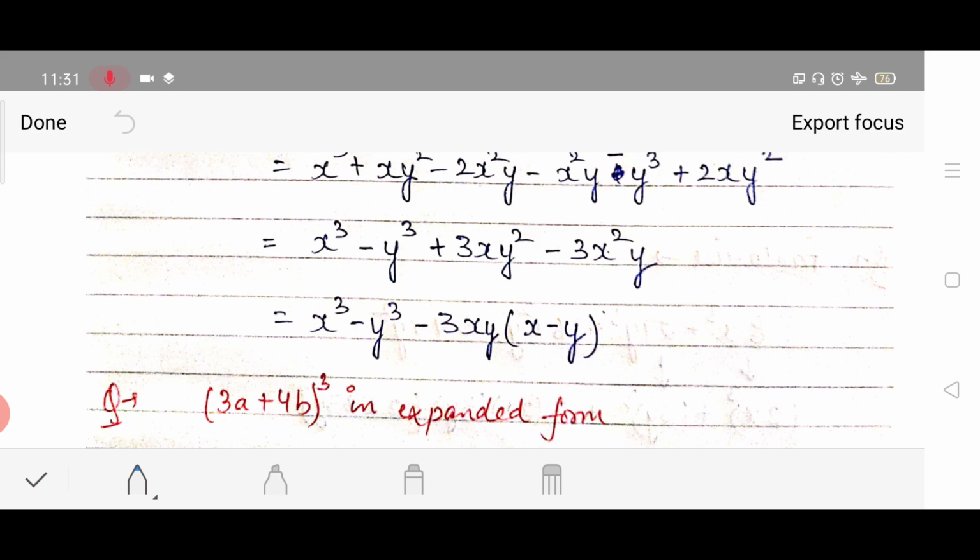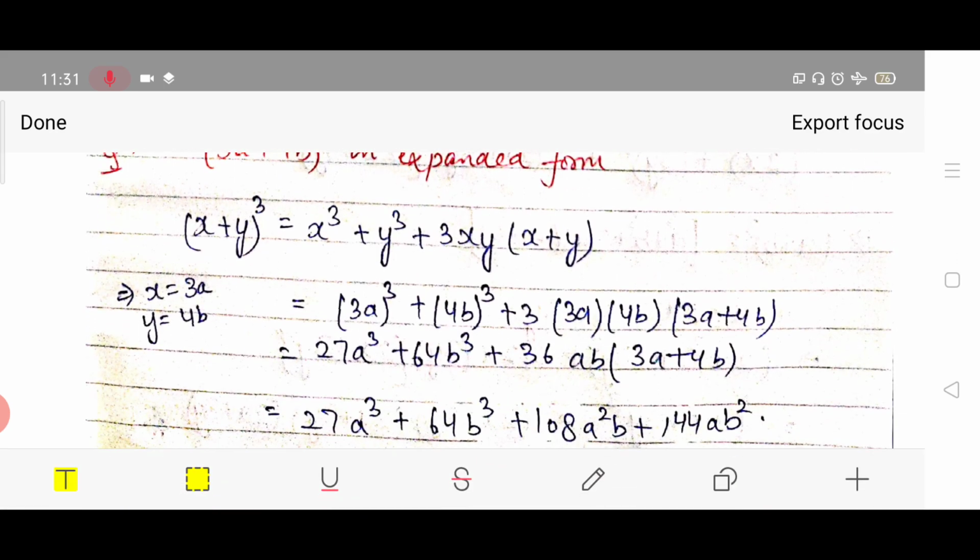So in cubic type we are having only 2 identities. You can see here the sign is plus, so it is similar to (x plus y) whole cube. So you have to start it with (x plus y) whole cube. Now let us see how.